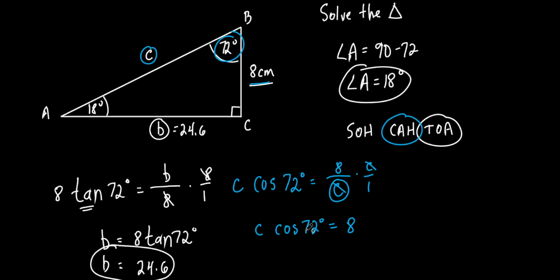Now remember, the cosine of 72 is just a number. It's a decimal number, but it's just a number. How do I get rid of a number that's being multiplied by that variable c? How do I get rid of something that's being multiplied? I divide. Look, what if I had this? How do you get x by itself? Divide both sides by 3. So what do you do here? How do I get this c by itself?